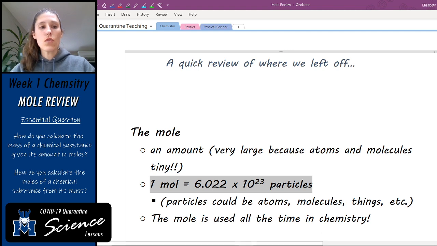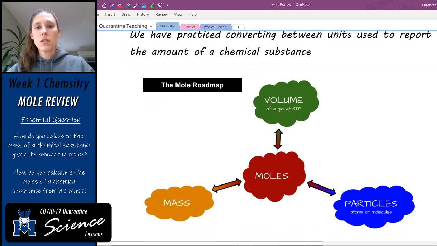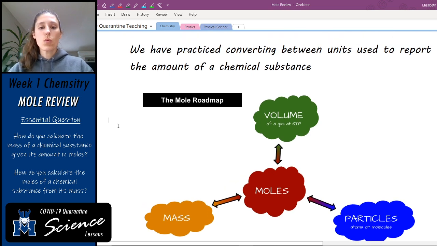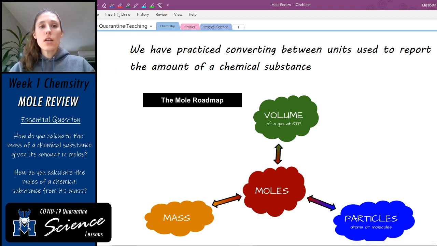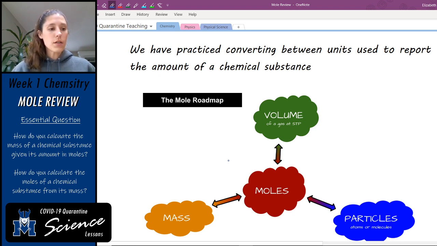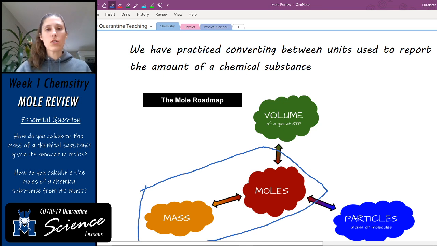We had been using this mole roadmap to practice conversions between moles and mass, moles and volume, moles and particles. In this lesson, I'm going to specifically focus on just the mole to mass conversions. Those are the ones that we need to use in our stoichiometry calculations. I'm condensing that down into just mass to mass stoichiometry problems.